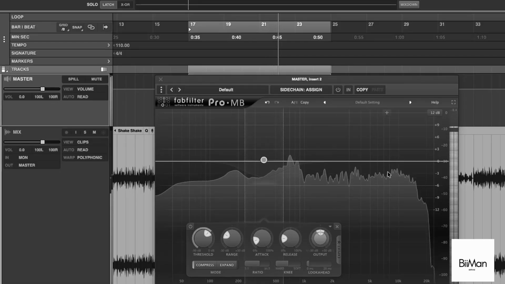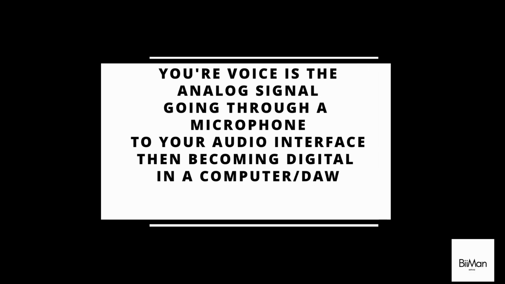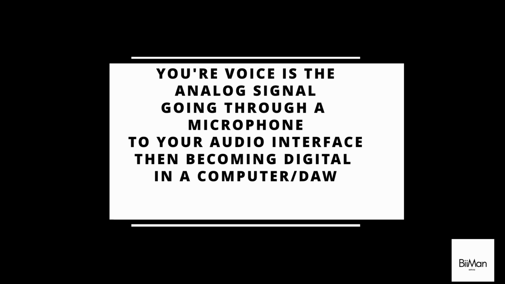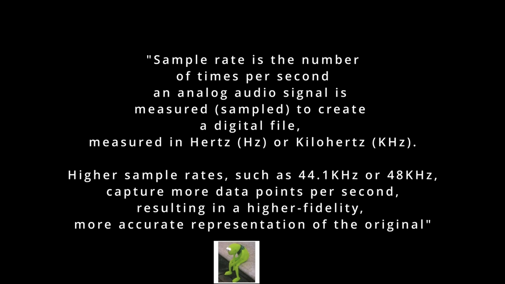Sample rate is the number of times per second an analog audio signal is measured or sampled to create a digital file. Your voice is the analog signal going through a microphone to your audio interface and then becoming digital. So take it again. Sample rate is the number of times per second an analog audio signal is measured or sampled to create a digital file. And this measurement is done in hertz or kilohertz.